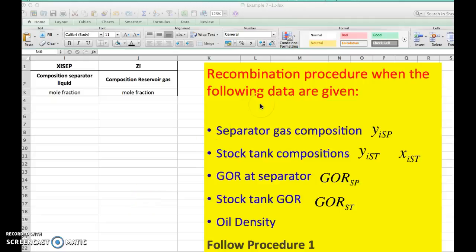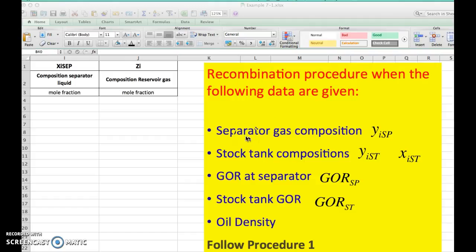So this is a tutorial for example 7-1 of McCain's book for the course of reservoir fluid properties at St. Francis University. This example is about recombination of compositions in order to get the original composition at the reservoir for a wet gas sample.